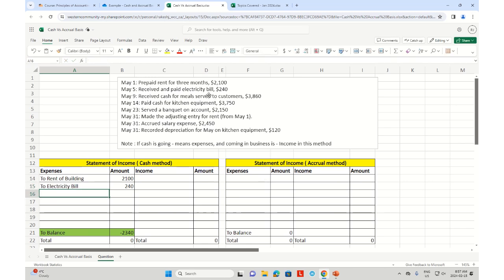Received cash for meal served to customers, 3860, by meal served. So here I'll write meal served or service revenue. So this money we have received and this money we have paid. So next, paid cash for kitchen equipments. So 3750 to kitchen equipments.